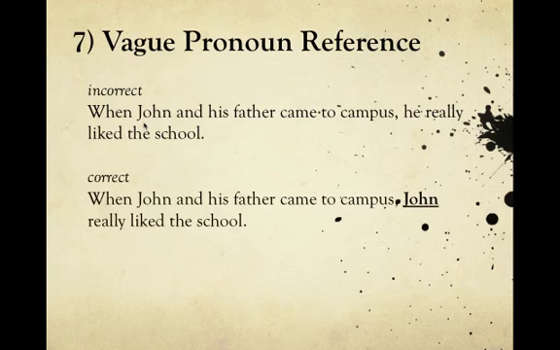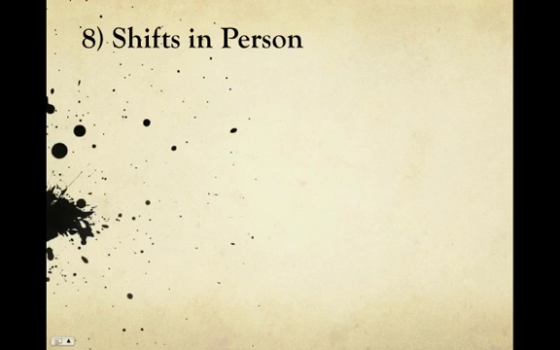So to be correct and to be clear, I should specify who he is. When John and his father came to campus, John really liked the school. Okay, now I understand. Vague pronoun reference is mainly about clarity and your reader understanding what's going on. Our final error is a lot like an earlier one, parallel structure, where you need to be consistent in all parts of your sentence. Let's look at an example.